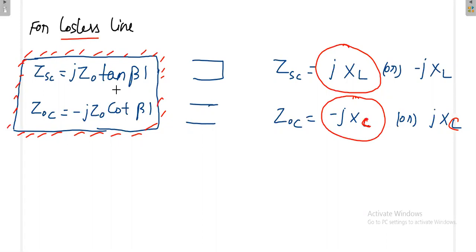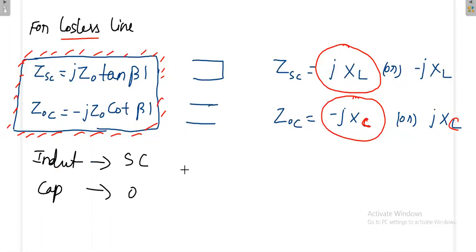Then length matters. That's why generally when you want to design inductive reactance, we go for short circuit, or if it is a capacitive reactance, then we go for open circuit, because length matters. If you try to design it in another way, definitely the length will increase. Other ways also can be designed. So what is the idea here? Inductive means we always prefer short circuit; capacitive means we prefer open circuit. What is the meaning of this? The other way also can be designed, but the length will increase.